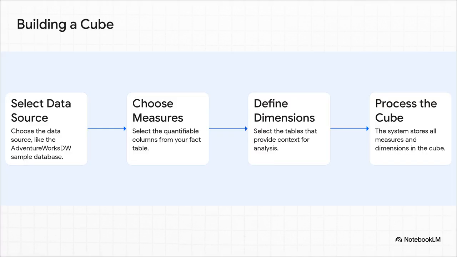And the flow for building it is super logical. Step 1, you pick your data source. Easy enough. Step 2, you choose the numbers you actually care about. Those are your measures. Then, you define all the ways you might want to look at that data. Those are your dimensions. And then, the final step, you process the cube. Now this is where the magic happens. The system goes in and pre-calculates pretty much every possible combination and stores it. That's the secret sauce that makes all your future analysis feel instantaneous.